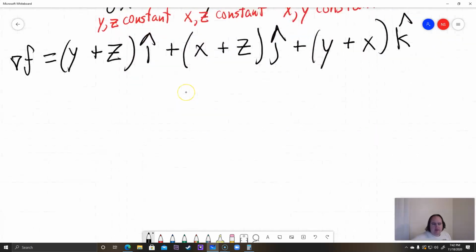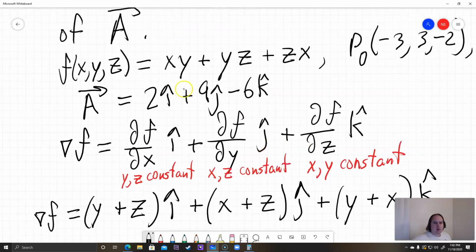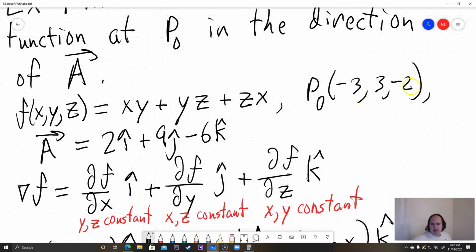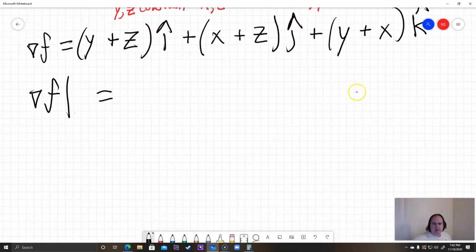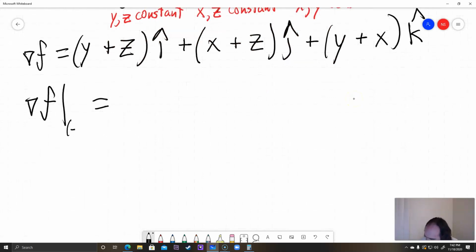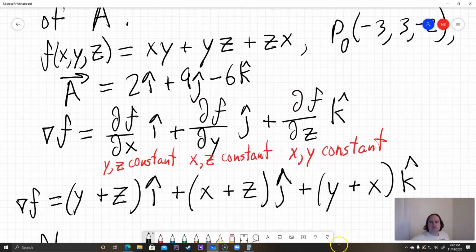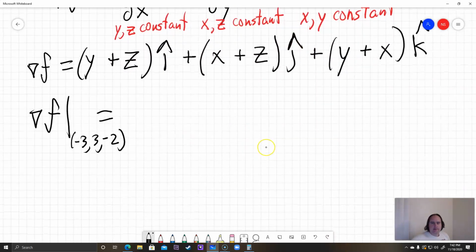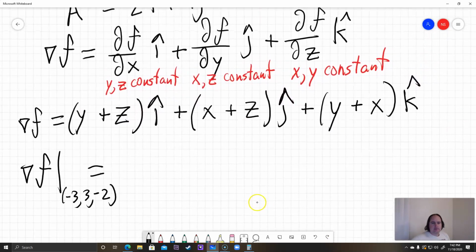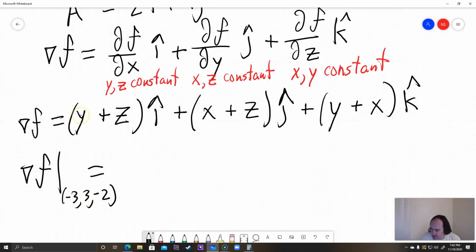So the gradient of f evaluated at P naught means we're going to be plugging in, for our P naught, they gave us the point -3, 3, -2. So we're plugging in -3, 3, -2. So that's x, y, z. So here x is -3, y is 3, and z is -2.